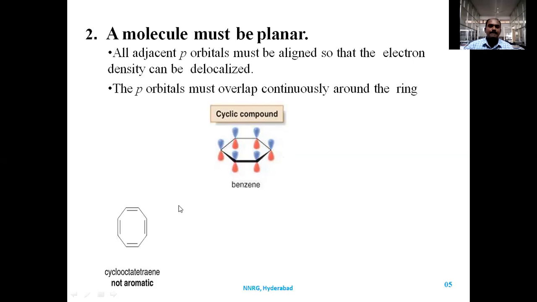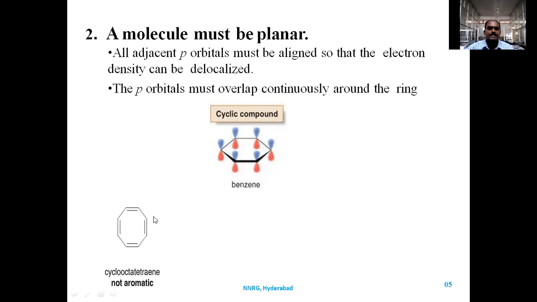So we have an example, that is cyclooctatetraene. Cyclooctatetraene is a cyclic compound which contains 4 double bonds, and it is an octatetraene.